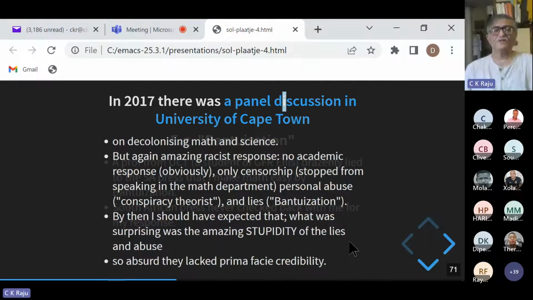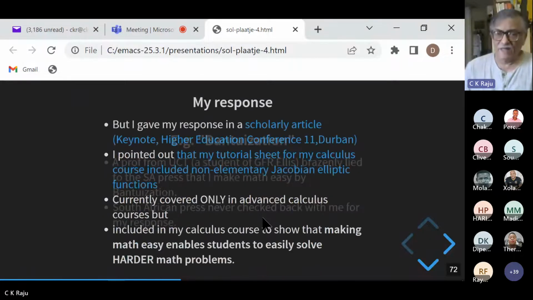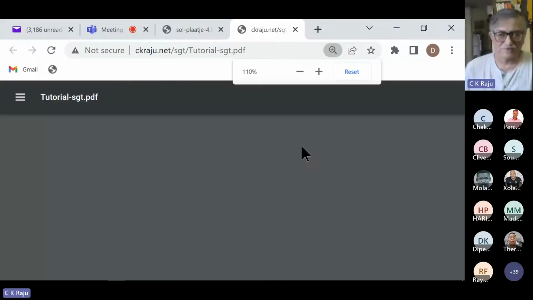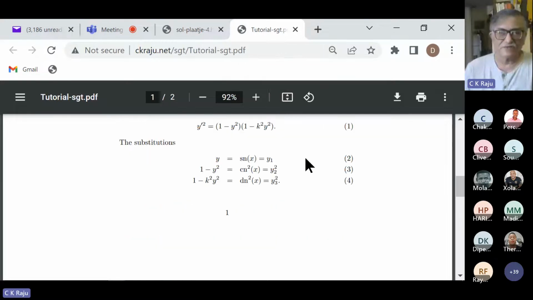So Bantuization, they said: the professor from UCT, a student of GFR Ellis, brazenly lied in the South African press that I'm making math easy by dumbing it down, that Bantuization. And the press never checked back with me for my response. Now, I gave this response in a scholarly article, and I showed my tutorial sheet for my Calculus Without Limits course. Now, the thing about this tutorial sheet is this.